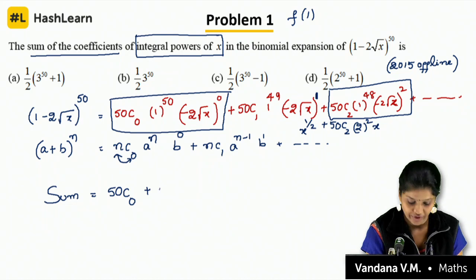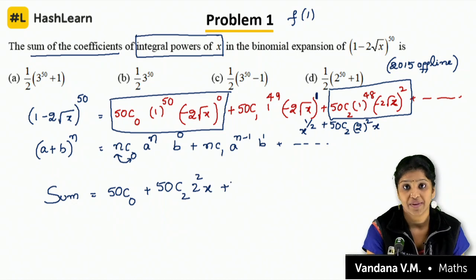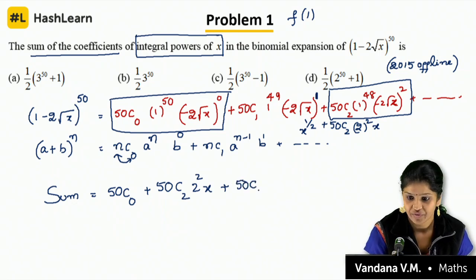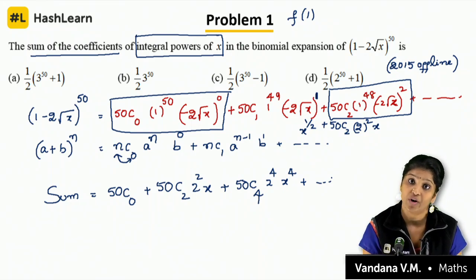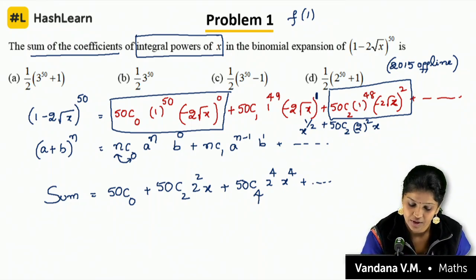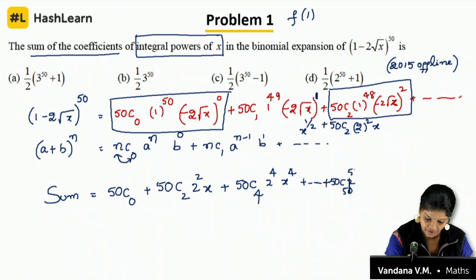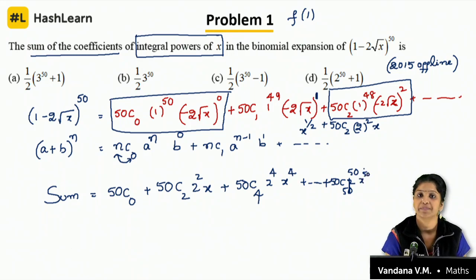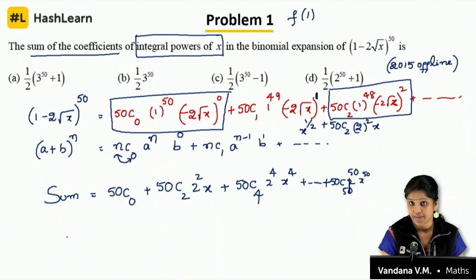So, the sum is equal to, which is giving the integral sum, just now I told you 50c0, next 50c2, 2 square into x. What will be the next term? Yes, even term, 50c4, 2 power 4 into x power 4 and so on. The last term also even number, so that is so on, plus 50c50, 2 power 50, x power 50. Do I am clear? Yes. So, wherever if you want the sum of the given coefficient, the immediate step what we will do, put x is equal to 1. Usually we will do that, right?